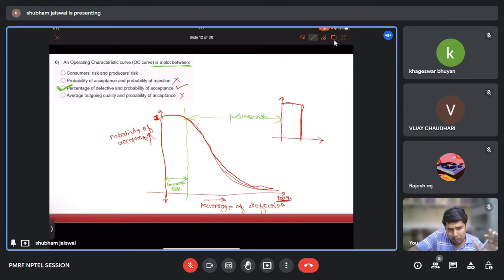Similarly, suppose 100 products are there, and the producer is producing some defective parts, say 20 defective, and he kept those defective parts in our lot. If a customer takes the lot, it comes out to be defective, and he decides to reject that lot, that will be the producer risk. The loss will be borne by the producer. So that will be the producer risk. So this is all about our operating characteristics curve. Have you understood?